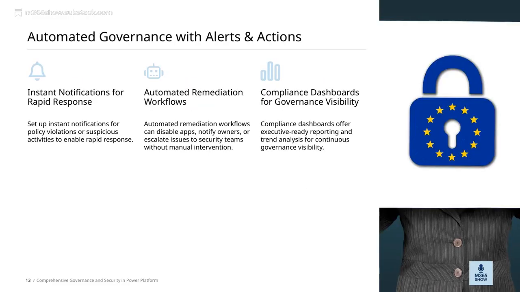Let's take a closer look at how automated governance really enhances our security and compliance efforts. First, we have compliance dashboards that provide executive-ready reporting and trend analysis. This means leadership can easily see ongoing governance status and identify patterns over time, helping us stay proactive rather than reactive. These dashboards are crucial for maintaining continuous visibility into our Power Platform environment.